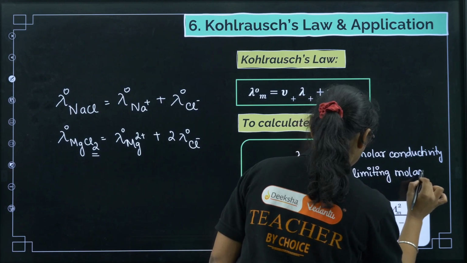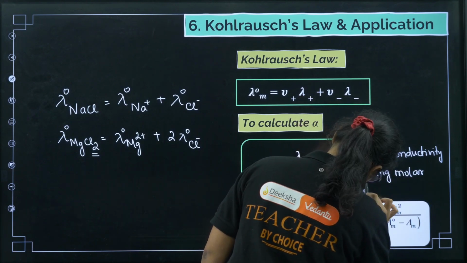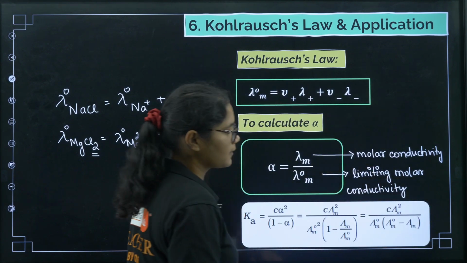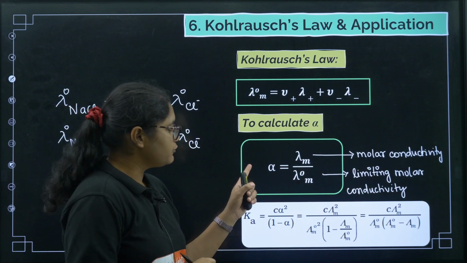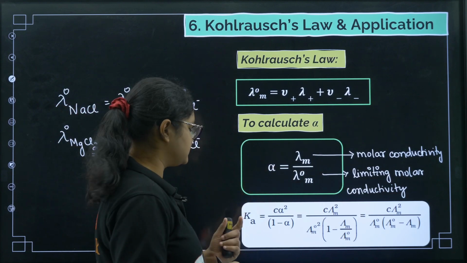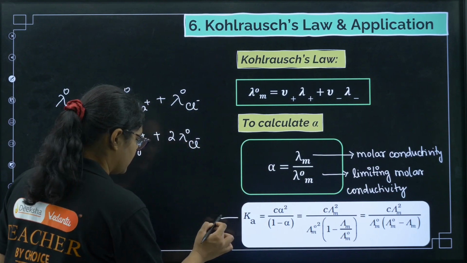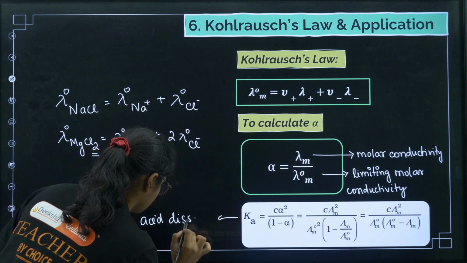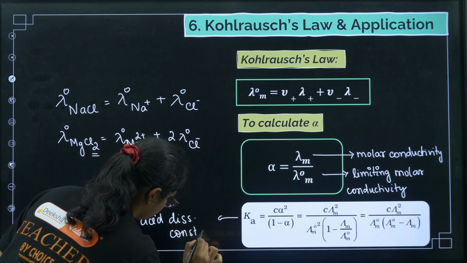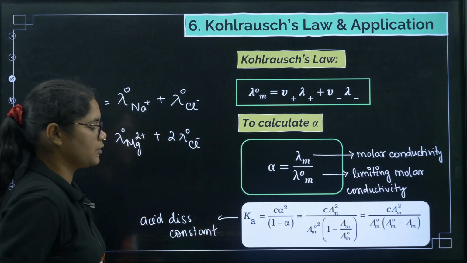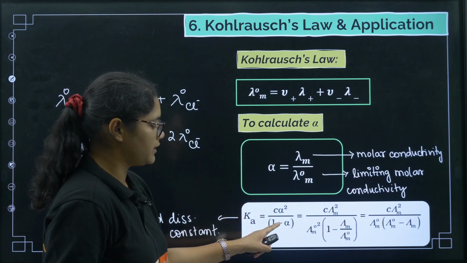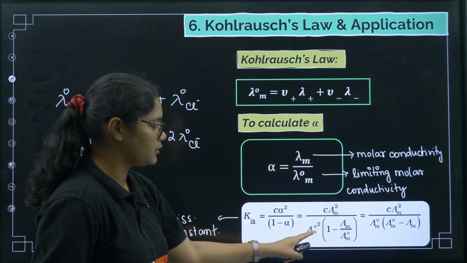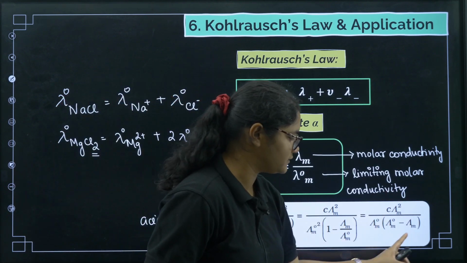Limiting molar conductivity. Okay. Now, once you get this alpha, then you can easily calculate Ka. What is Ka? Ka is the acid dissociation constant. Okay, so Ka is equal to C alpha square by 1 minus alpha. So in place of alpha, we can put lambda m by lambda naught m. So once you solve this, you will be getting this equation.